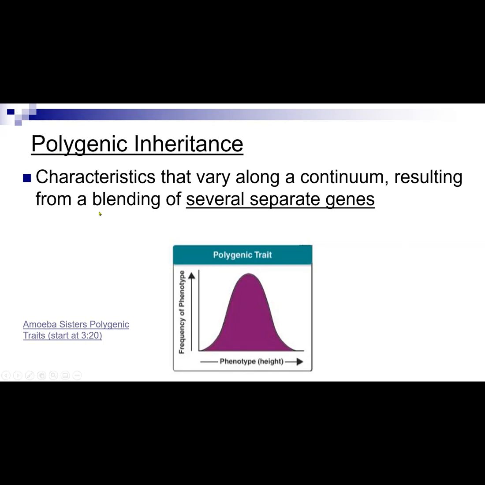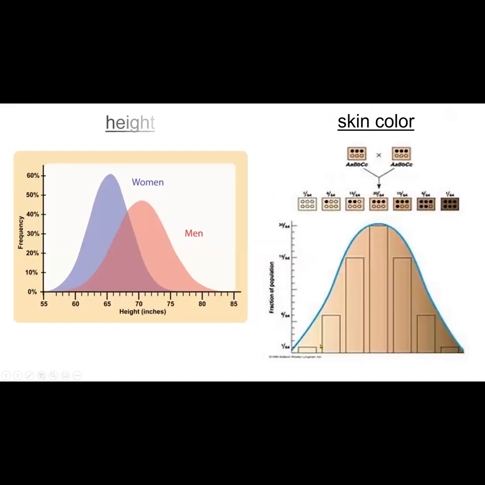There are many genes that code for our skin color, our eye color. Most human traits are going to be polygenic inheritance. There are several separate genes that help code for them: skin color, eye color, height, etc. This graph is showing you the range of possibilities that are possible with a polygenic trait. Height is one example, skin color is another example, eye color is another example. In fact, most human traits are polygenic.